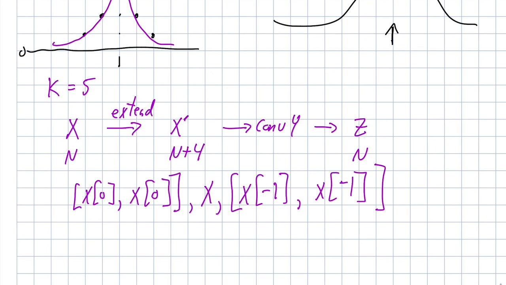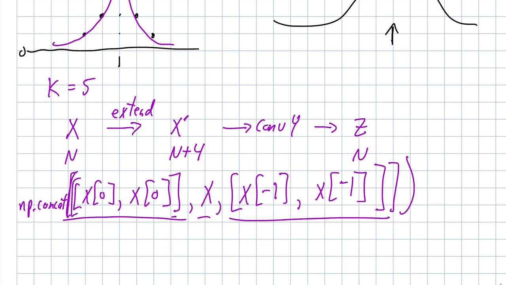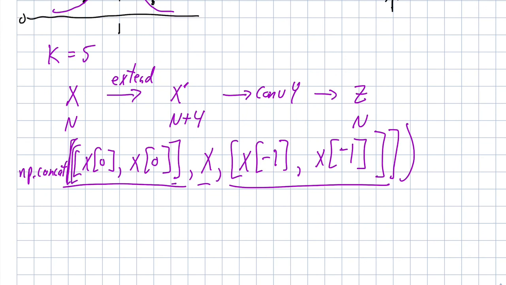OK, so I've created, we've got three different NumPy arrays here, if I've done things right. And I can do an np.concat. I don't have the syntax quite right there. I will get that out to you. But that's the essence of what we're doing. So that's going to give us our x prime.